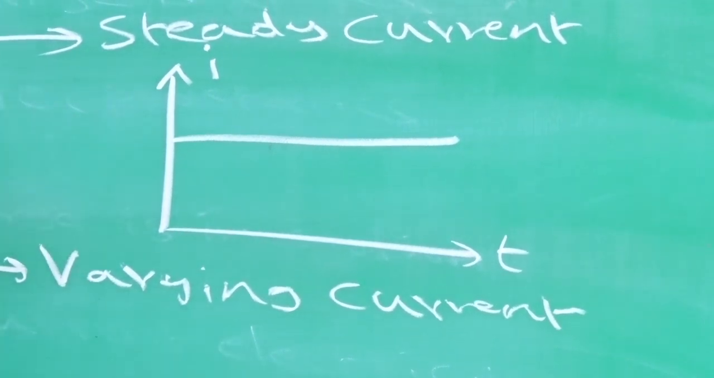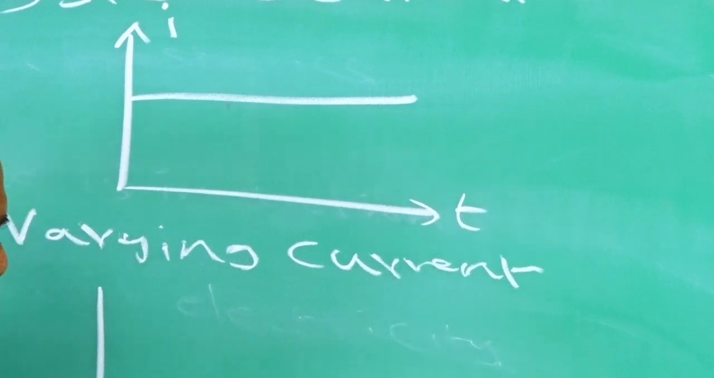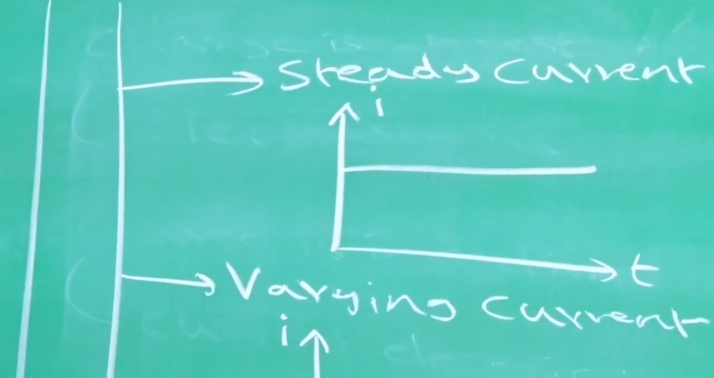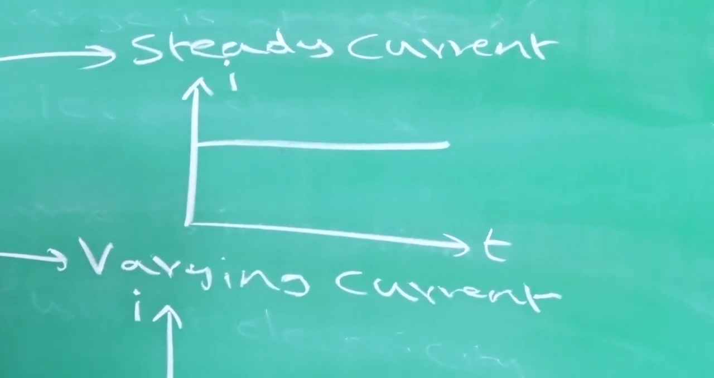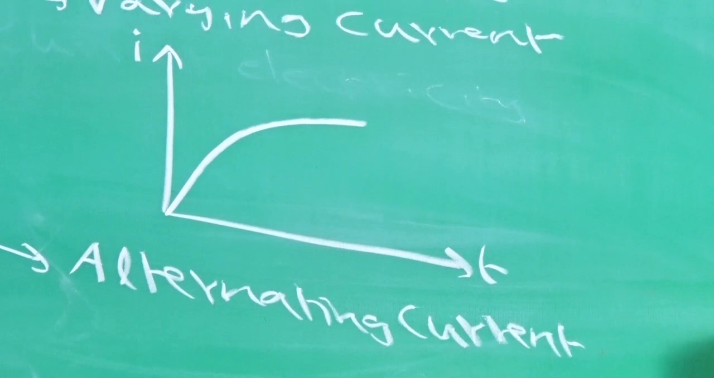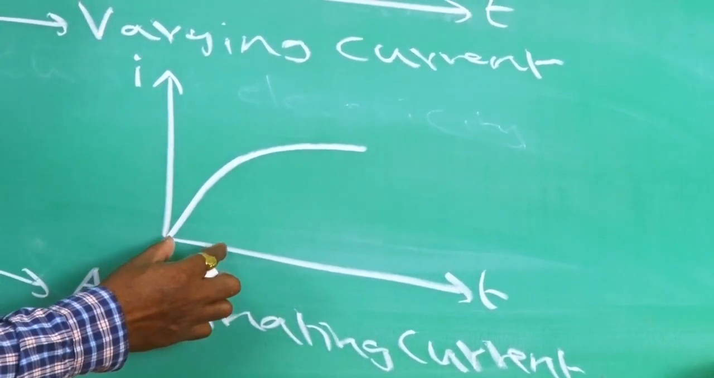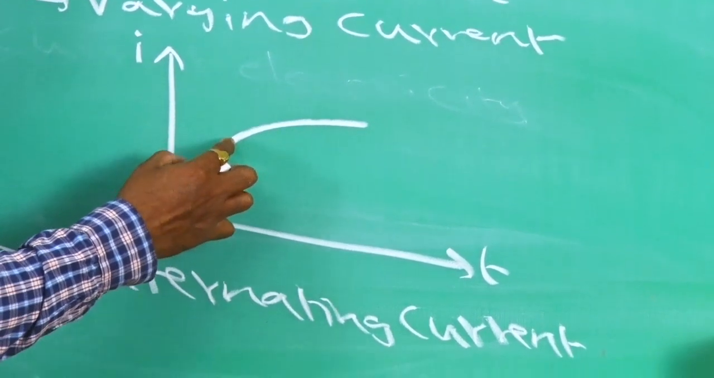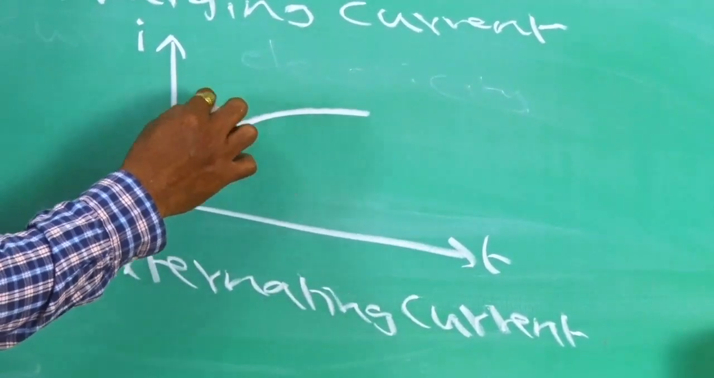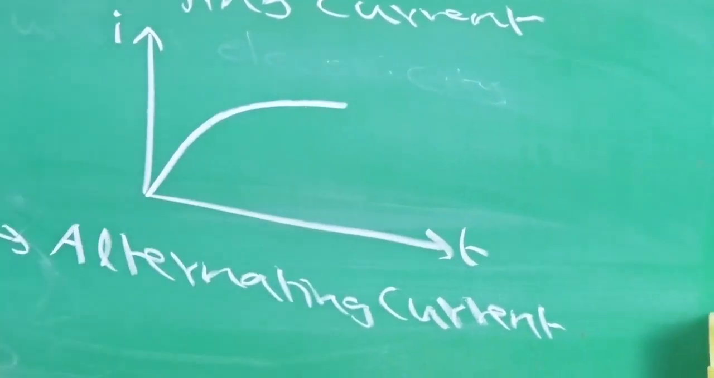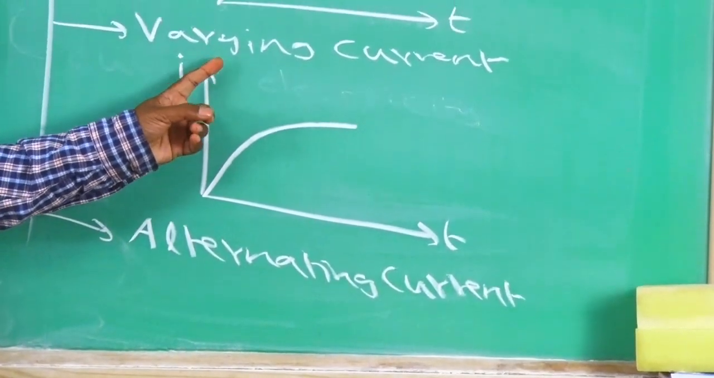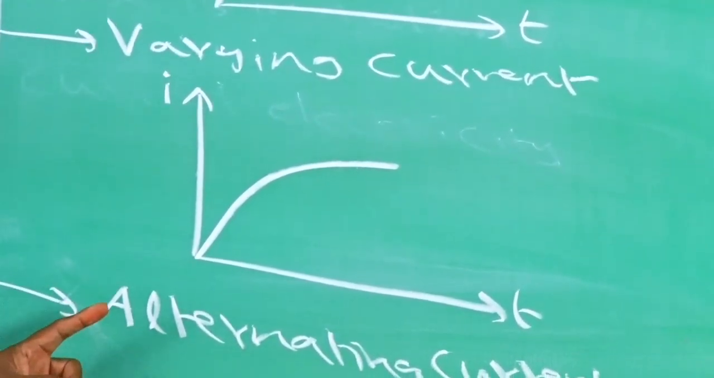Varying current means, suppose you plot a graph between current and time, as time goes up the current value changes. Initially the current has more variation in magnitude, but in the same time interval afterwards the variation is little, and after that the current is almost constant. These types of currents are said to be varying currents. Another is alternating current.